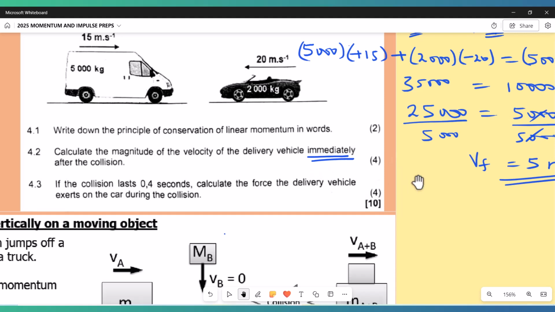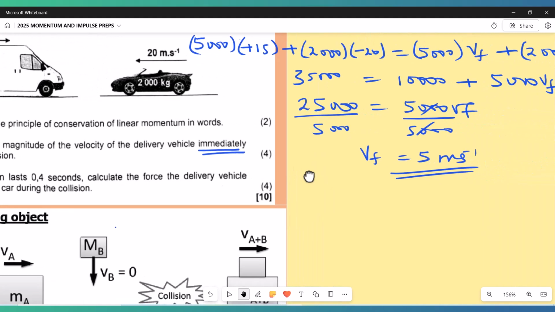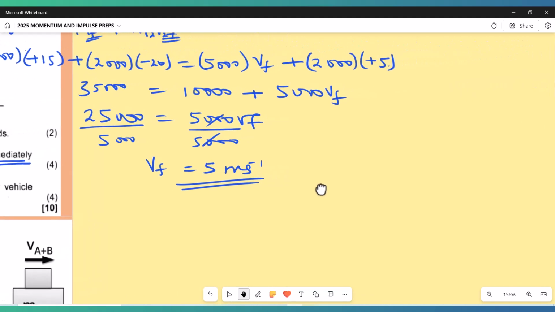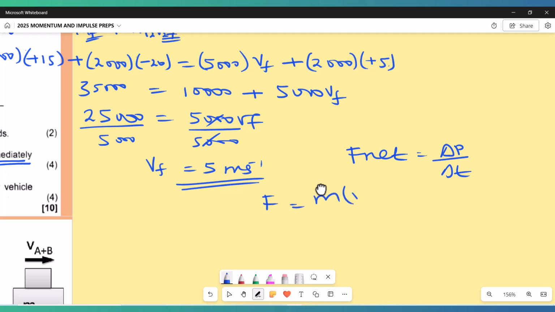Now I'm going to use F net equals change in momentum over change in time. So we can use F net equals the change in momentum divided by the change in time. We're talking about the car now. We're going to say that force equals mass times V final for the car minus V initial for the car, divided by change in time.